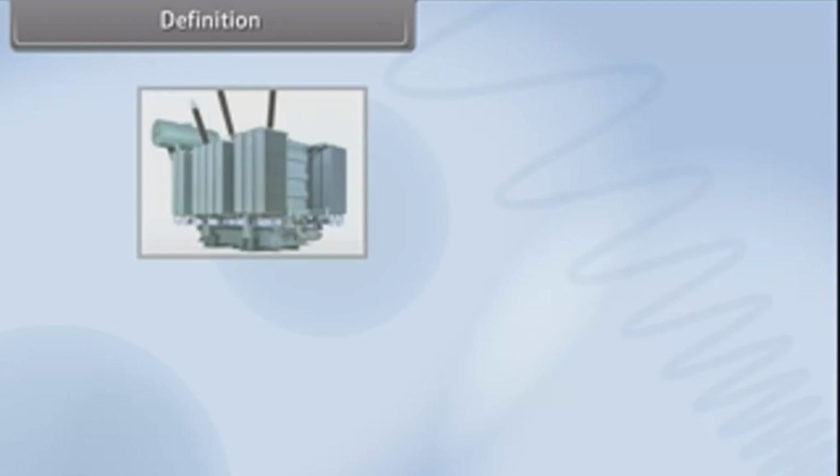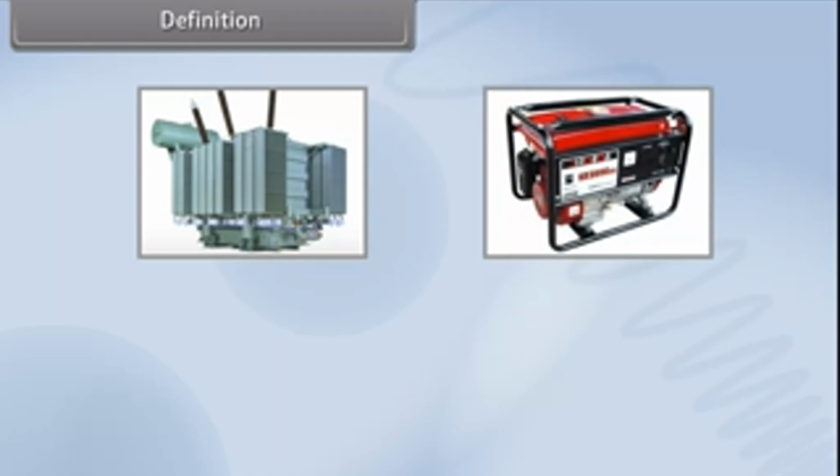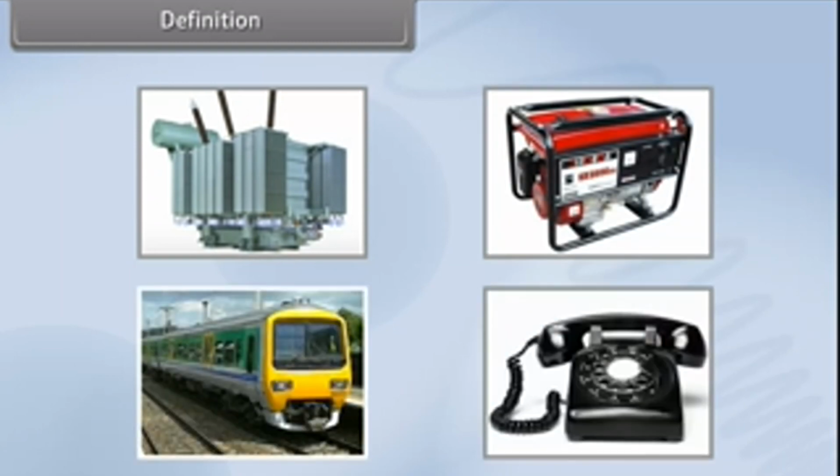Definition. In our everyday life, electromagnetic induction plays a vital role. Transformer, generator, train, and telephone are some examples which work on the principle of electromagnetic induction.